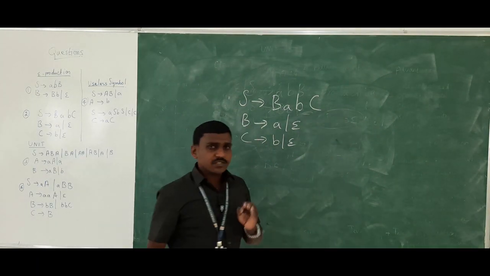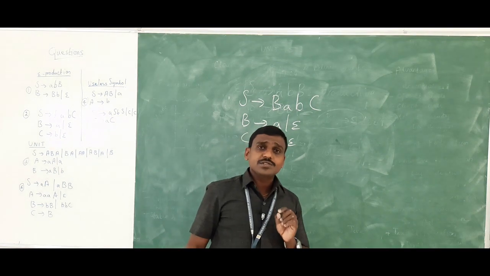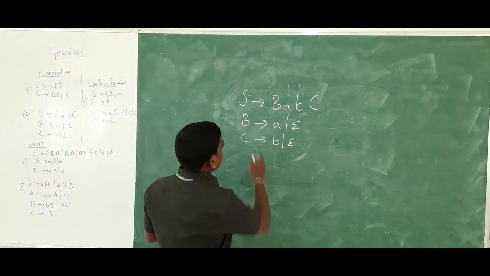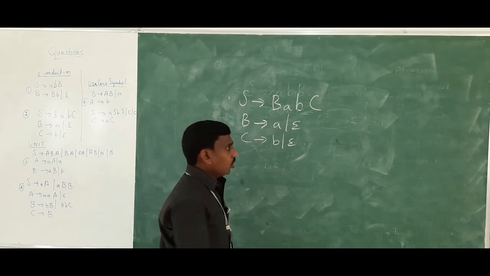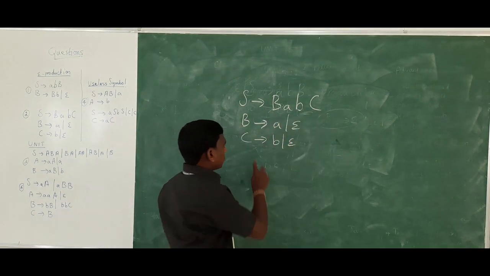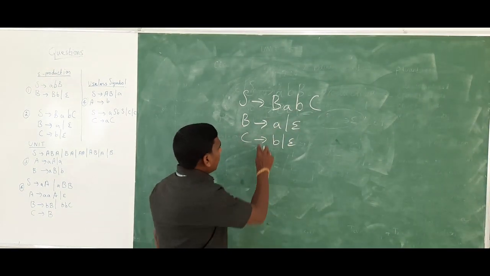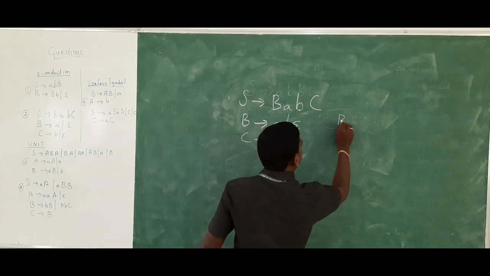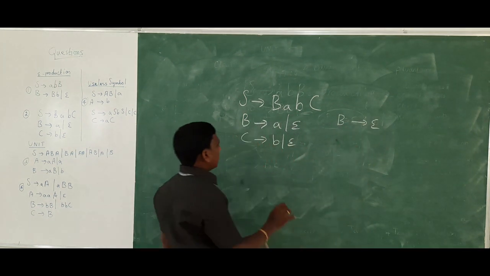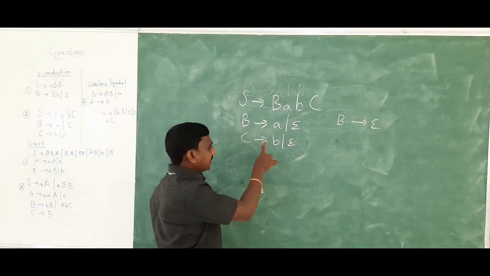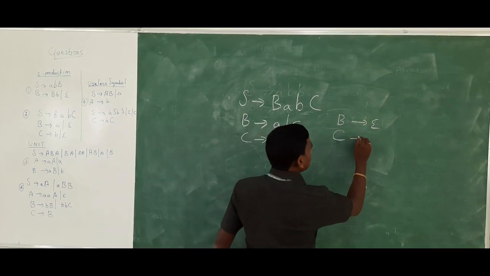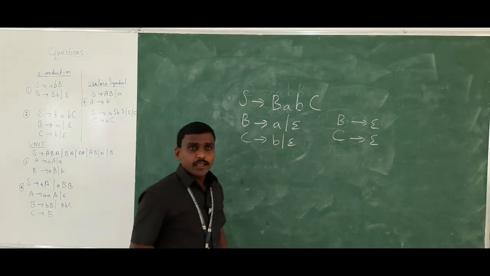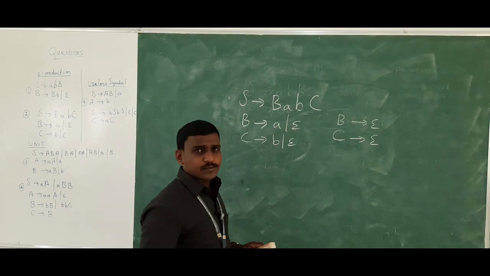Okay. So the first step I told you, we have to check which variable has epsilon. See whether this S has epsilon. No, only one production, BABC. Whether this B has epsilon. Yes, I have two productions, B tends to A and B tends to epsilon. So B has epsilon, right? We will check. And whether C has epsilon. Yes, C tends to B, C tends to epsilon. So C also has epsilon. Clear? Right.